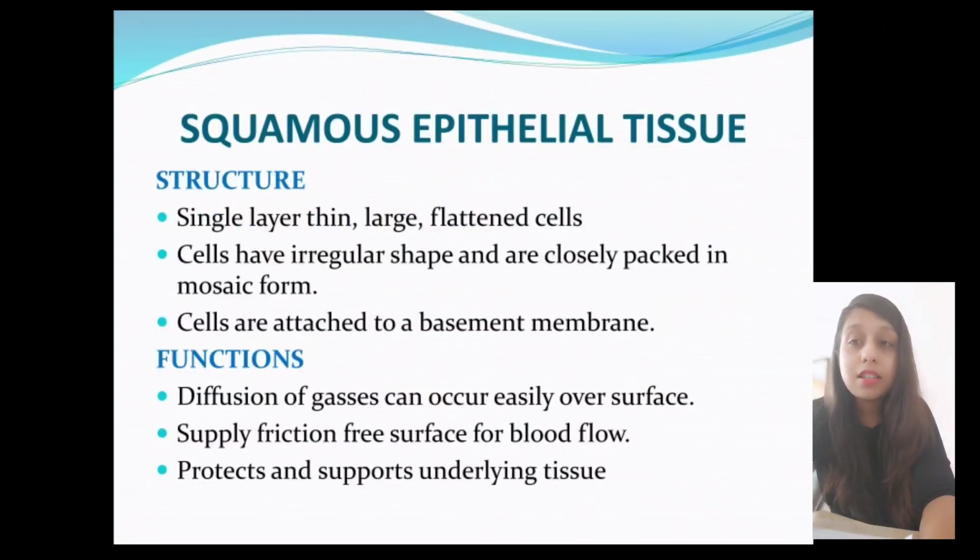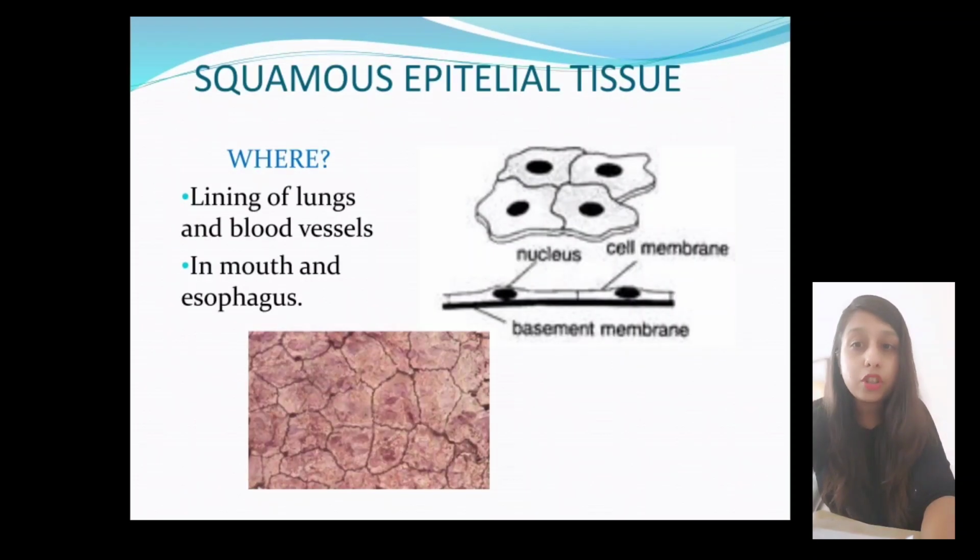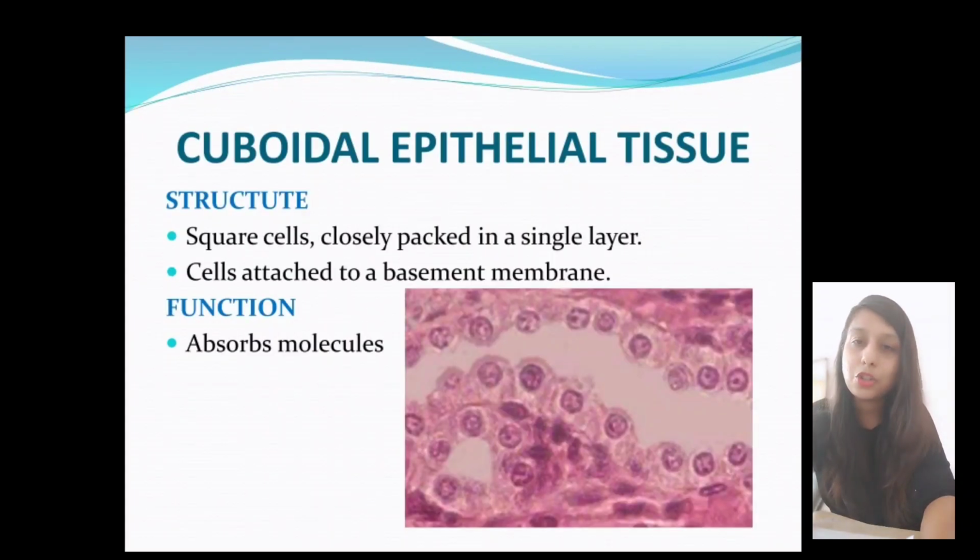So first is the squamous epithelial tissue. The squamous epithelial cells are generally large and flattened. The functions they generally perform are diffusion of gases, supplying a friction-free surface for blood flow, and protecting and supporting underlying tissues.